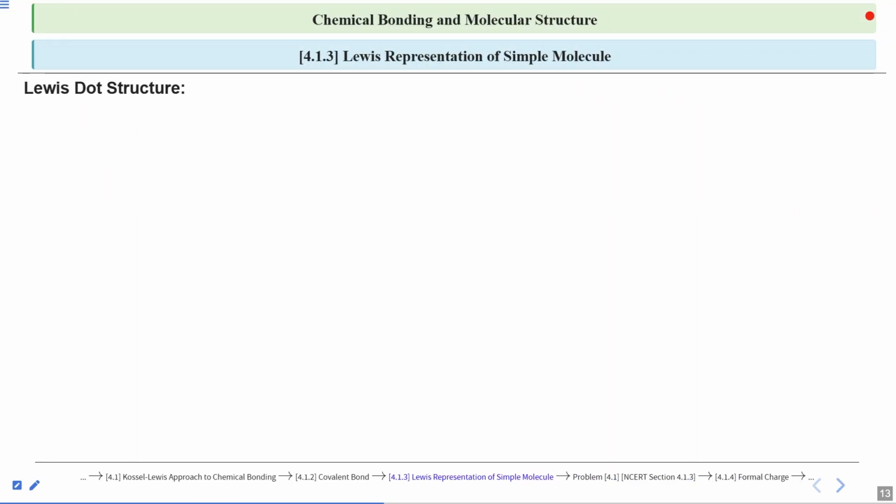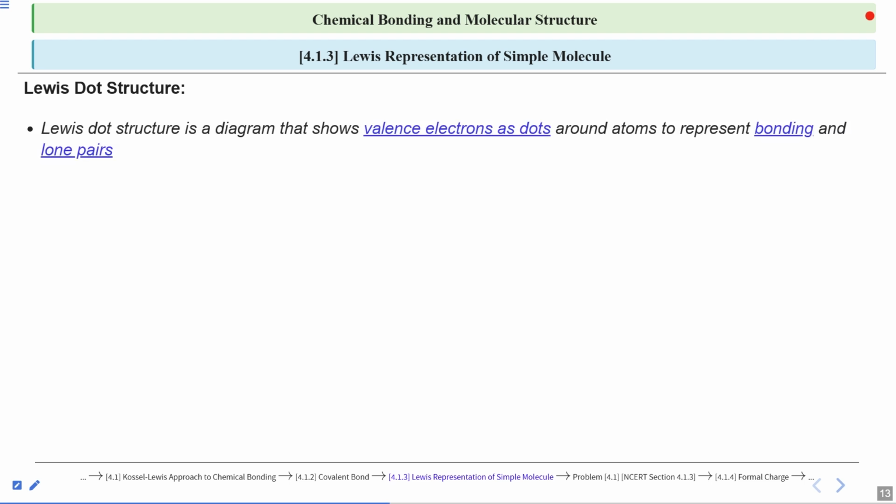Now we know how to represent a given element and how to represent its valence electrons. Then we know why they are combining. So we will now try to combine them and represent that combination through the Lewis dot structure. So what is a Lewis dot structure? It is a diagram that only shows the valence electrons as dots around the atom, and through these dots they are trying to make bonds.